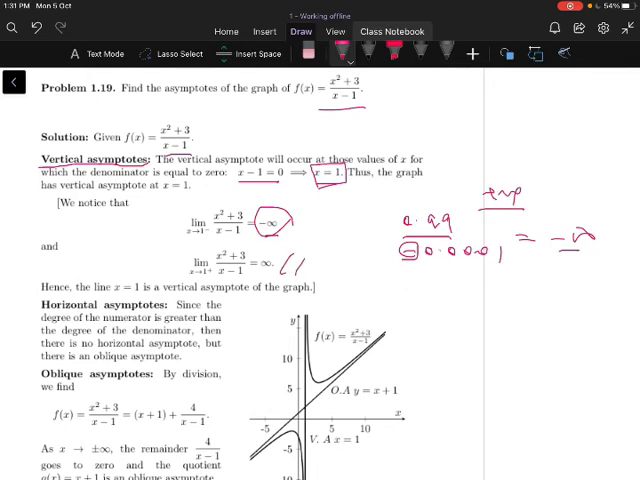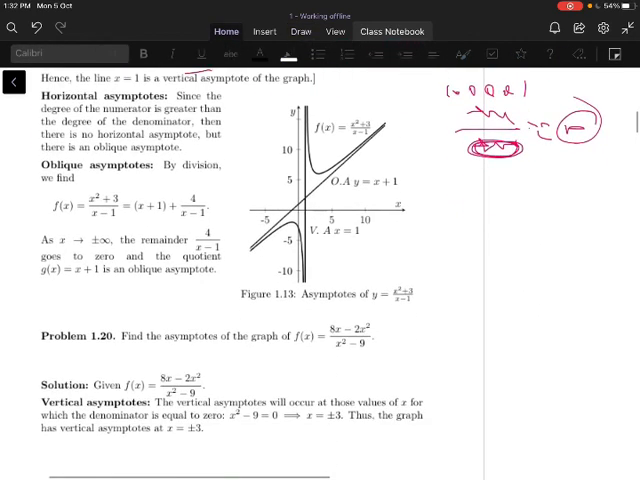Similarly one can see the plus infinity. Here for 1 plus, you can take 1.0001. 1.0001 minus 1 is positive in the denominator. Numerator is anyway positive. Denominator almost 0. Anything divided by 0 is infinity. So that goes to infinity when x tends to 1 plus as well as 1 minus. Therefore x = 1 is a vertical asymptote.